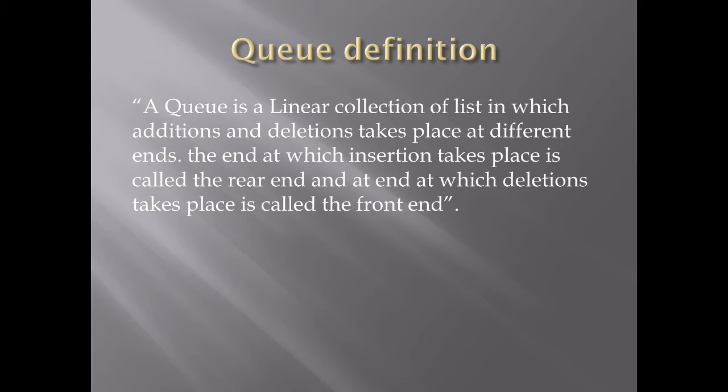Then there are the properties of queues. A queue is an abstract data type with a predefined capacity. A queue uses a first in first out structure, which means the element that enters first is removed first. A queue is an ordered list of similar data types.